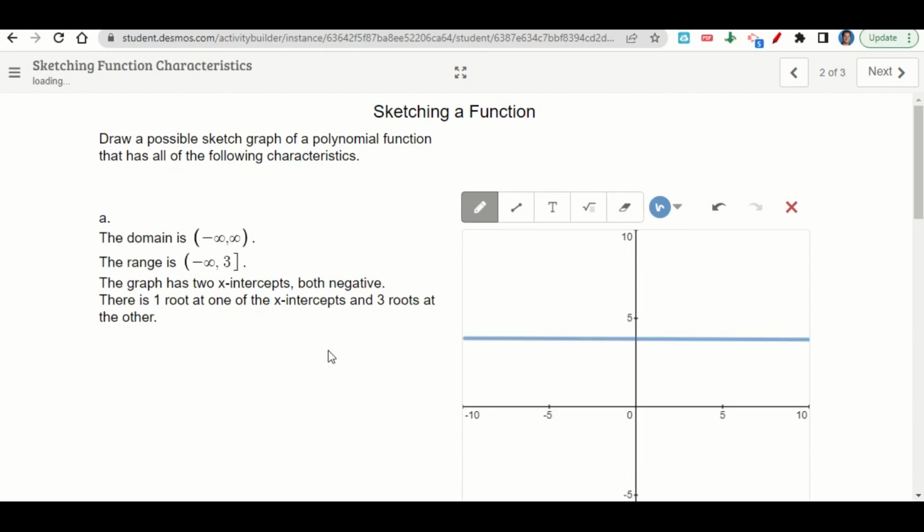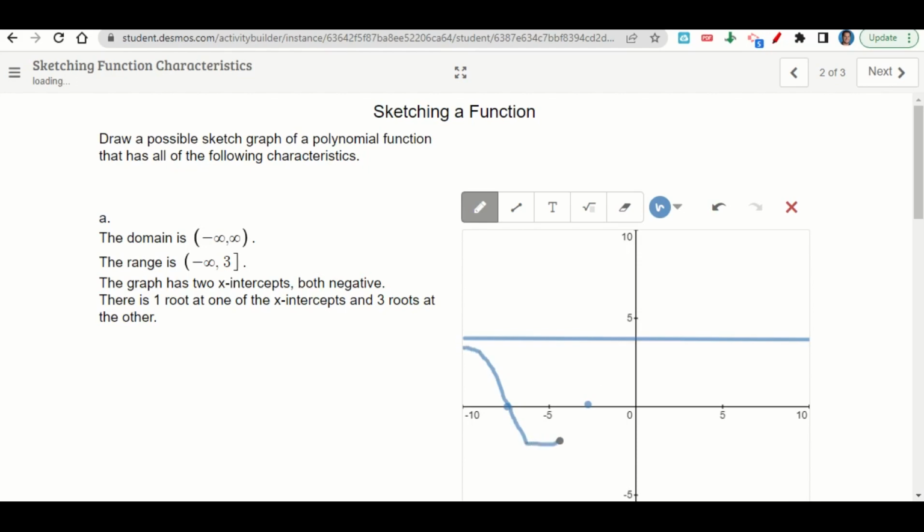And 1 root at one of the x-intercepts and 3 roots at the other. So that means that it has a multiplicity of 1 and a multiplicity of 3, so it's going to pass through in both situations. So I'm just going to draw 2 dots, just like this. Those can represent my 2 points of x-intercepts, and we know it's going to pass through. So we can have something like this that passes through, and then kind of gets really close and passes here.